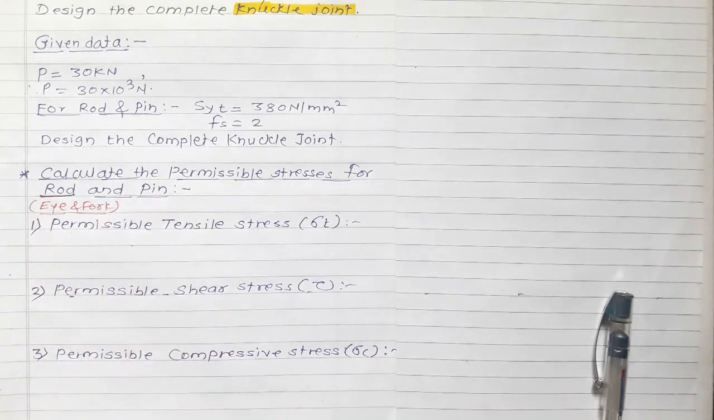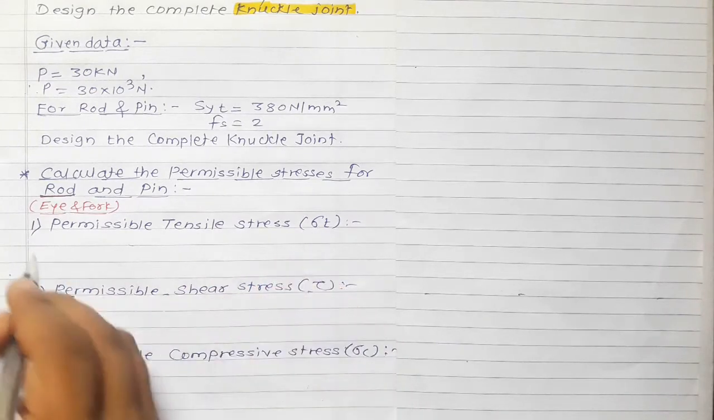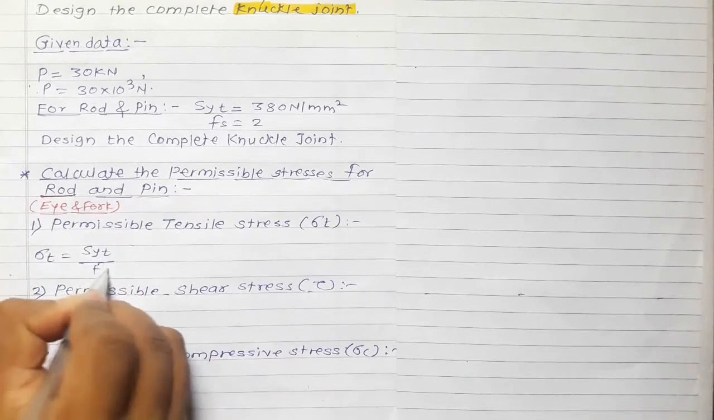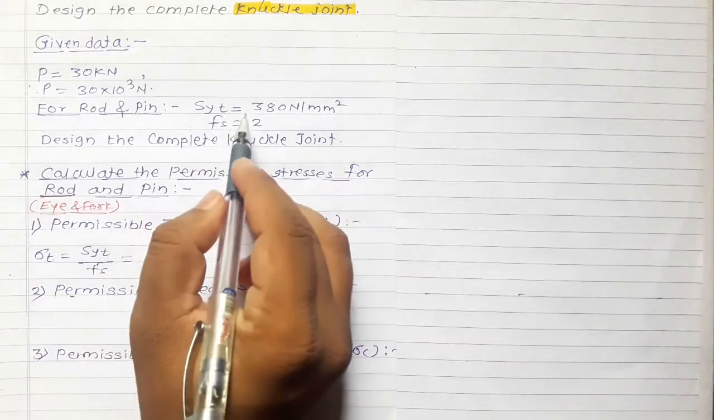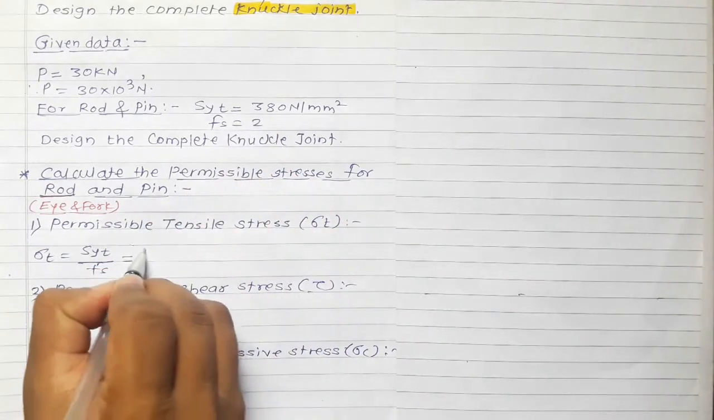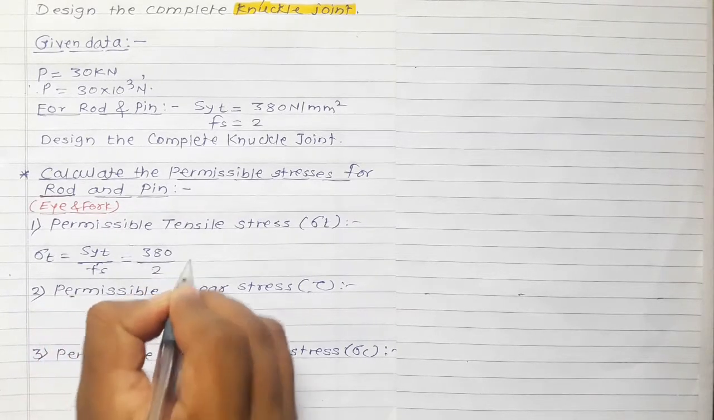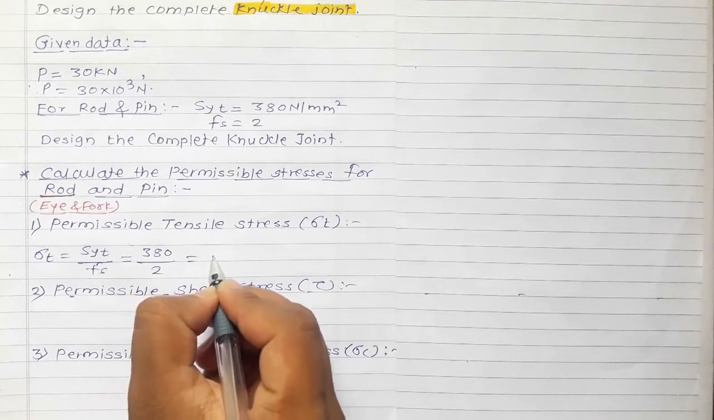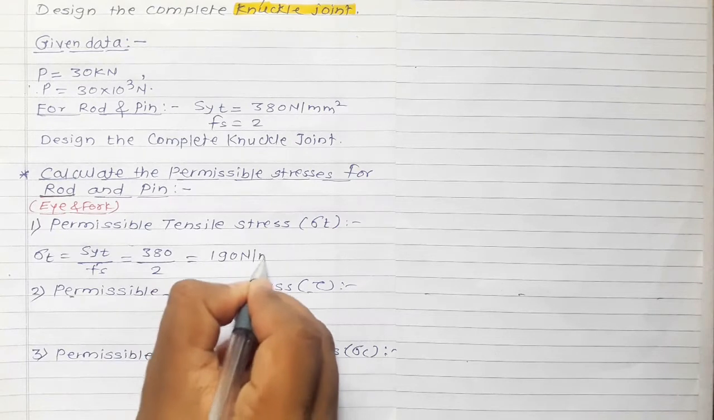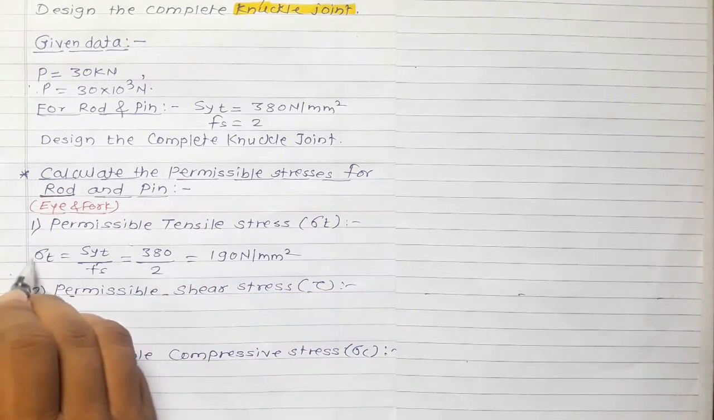Now the first permissible stress that we have to calculate is permissible tensile stress, which is denoted by sigma T, and its formula is sigma T is equal to SYT upon Fs. Now if you refer this given data, the value of SYT is 380 and the value of Fs is 2. So let us put this value. SYT is 380 Newton per mm square and Fs is 2. Now if we calculate this, we'll get the answer as 190 Newton per mm square. So this is the value of permissible tensile stress.